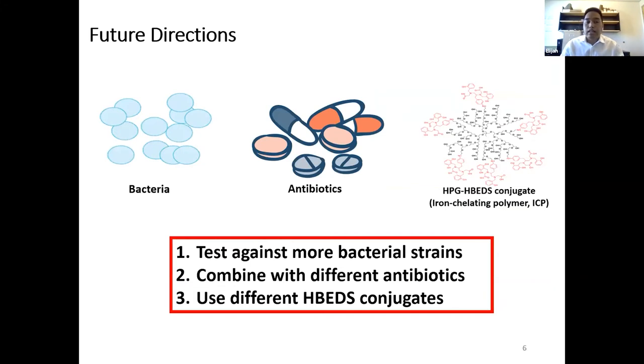Therefore, since we saw that the polymer was effective against Staph aureus biofilms, we also want to test it against more bacterial strains that also form biofilms, such as Pseudomonas aeruginosa and E. coli. We also want to combine it with different antibiotics to see if we could achieve that synergy. And lastly, we have a library of different HBG-HBED conjugates with different molecular weights that we also want to test in the future. Thank you.